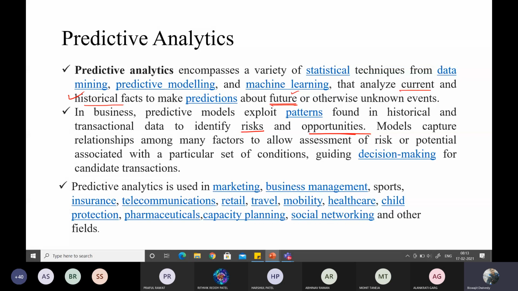Models capture relationships among many factors to allow assessment of risk or potential associated with a particular set of conditions, guiding decision making for candidate transitions.